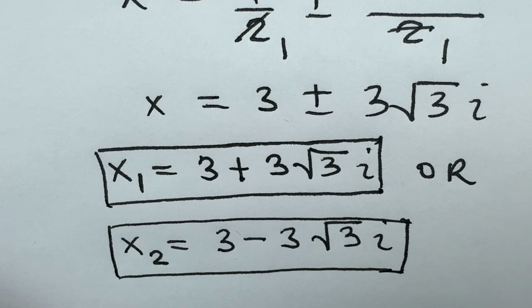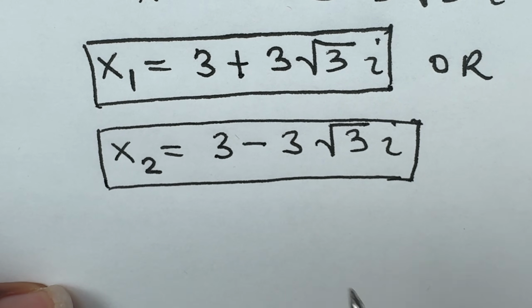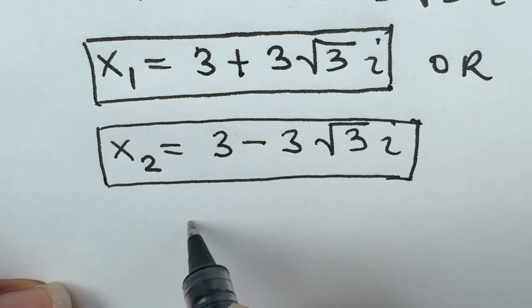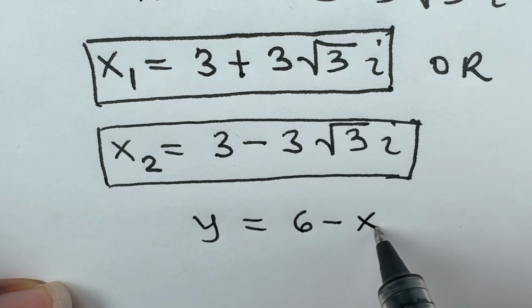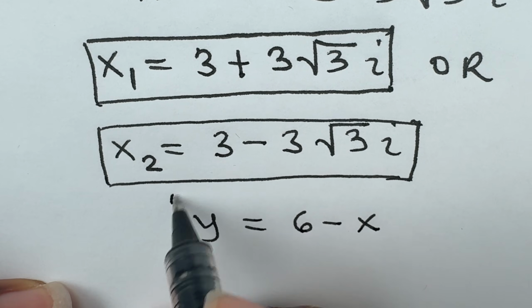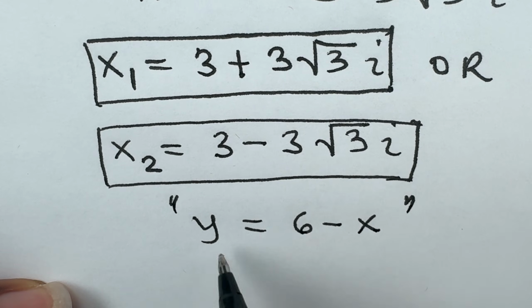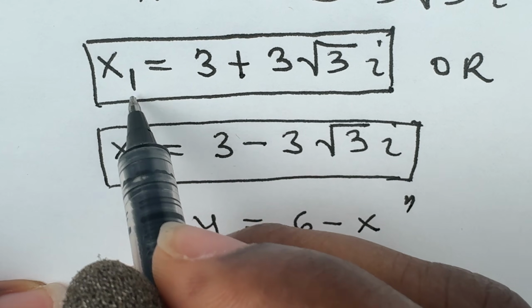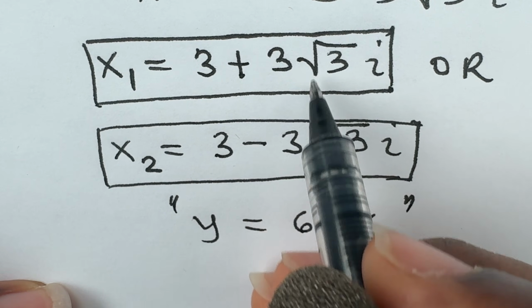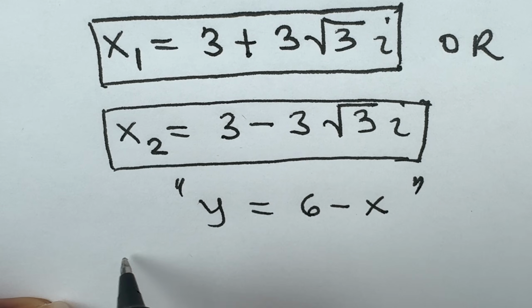Now we'll go and get the corresponding values for y. You recall from the beginning, we said y is equal to 6 minus x. So with this, we can now get two corresponding values for y. So when x1 is 3 plus 3 root 3i, we're going to get the corresponding value of y1.